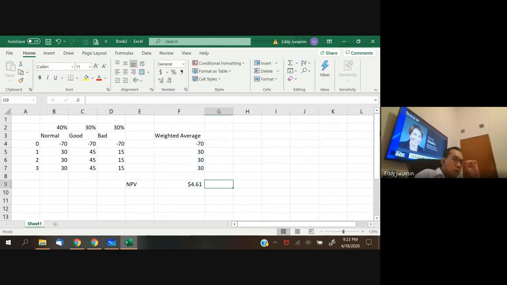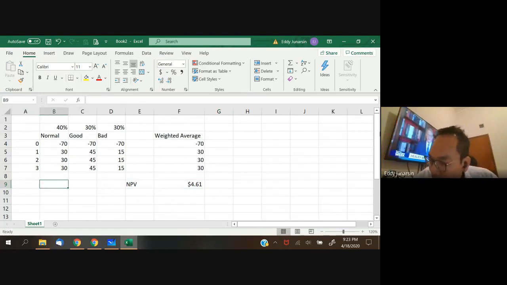According to the standard interpretation of net present value, as the NPV is positive, this project is considered worthwhile or feasible to execute. So again, one more time, because the NPV is positive, we could interpret that this business or this project is worthwhile to undertake.